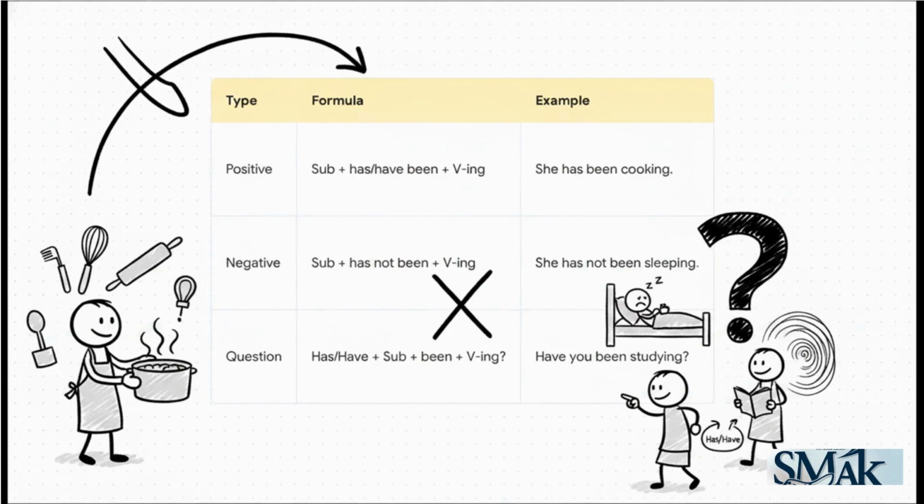sleeping. And if you want to ask a question, you just grab that helping verb, has or have, and pull it all the way to the front of the line, right before the subject. Like, have you been studying English? The core math stays exactly the same. We're literally just shifting the pieces around a little bit.